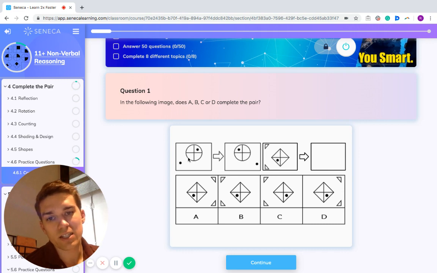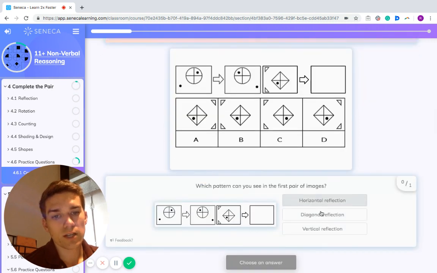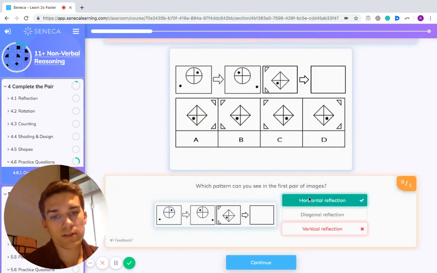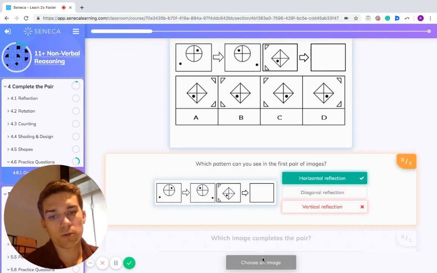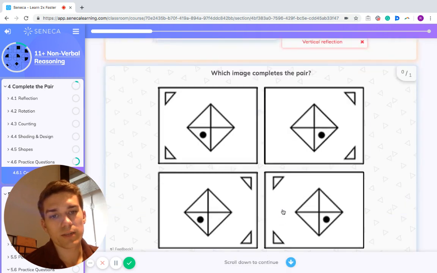So it looks like basically the whole thing's been mirrored here. So it would be flipped vertically. So it would be D, because the black dot would switch sides, and also these little triangles would switch sides as well. So it is horizontal reflection, sorry, clicked the wrong one. And the answer would be D, which is this one.